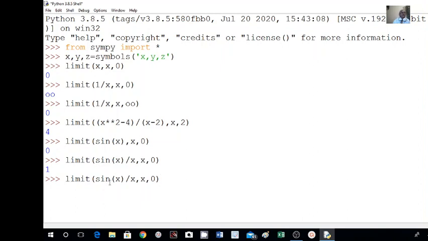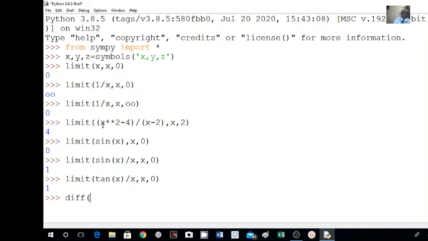Similarly, tan x by x is also 1. This is our tan of x. I have to delete this. Tan x by x as x tends to 0. This value is also equal to 1. So this is the limit. We have to write limit, open bracket, write the function here, and write here the variable, and it tends to a. We have to write the value of a.